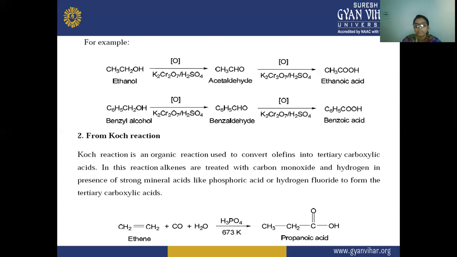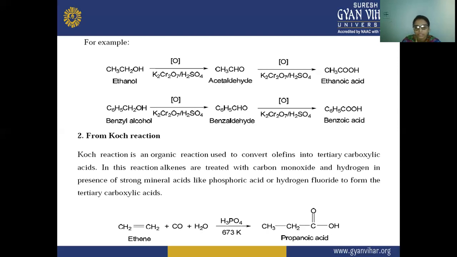alkenes are treated with carbon monoxide and water in the presence of a strong mineral acid like phosphoric acid or hydrogen chloride to form the tertiary carboxylic acid. So this reaction is called the Koch reaction. It is given a name according to the scientist who discovered this reaction.